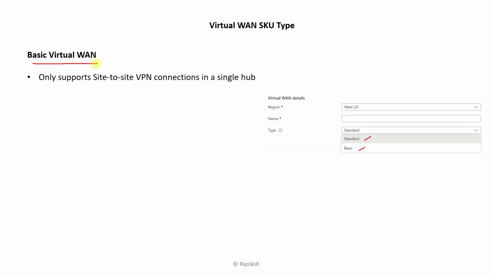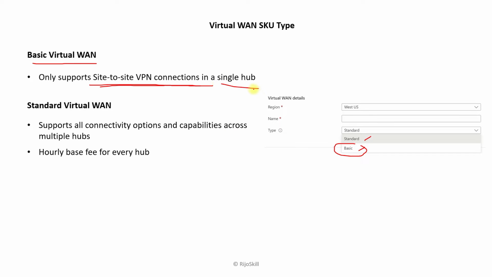The first one is the basic virtual WAN. It only supports the site-to-site VPN connection. The basic only supports the site-to-site VPN connection in a single hub.